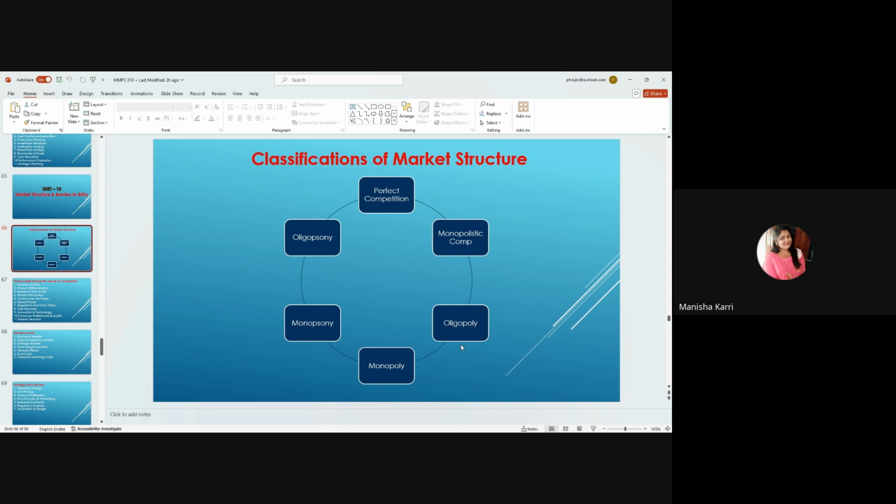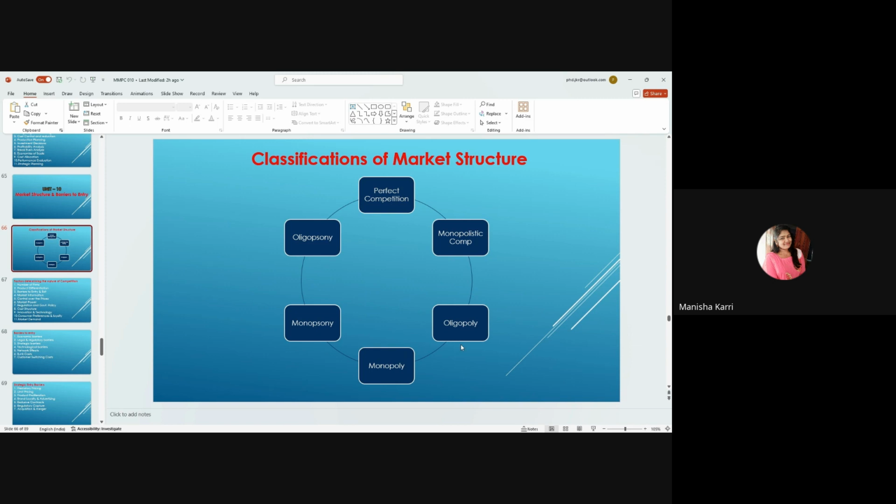Next, monopsony. Here only one buyer is there, not sellers. Only one buyer is available in monopsony. Product nature can vary, often labor or specific resources. Entry and exit varies, but it is typically difficult for other buyers to enter. The degree of competition is none on the buyer's side. Competition will be there only on the seller side.